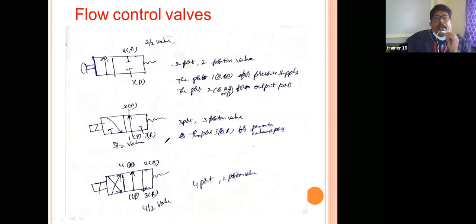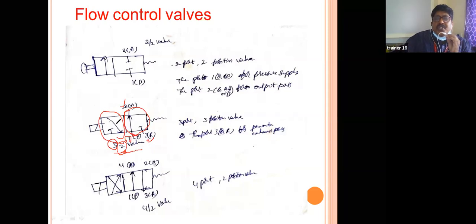And this is a 3x2 valve. See here, this is a 3x2 valve. The 3 indicates what I said: the first point is the number of ports. 3 ports and 2 positions. Here you see 3 ports: the first port, the second port, and the third port. 3 ports, 2 positions. This is the first position, and this is the second position.